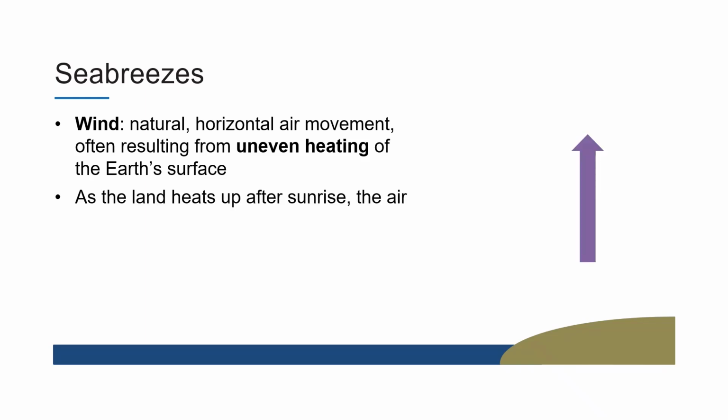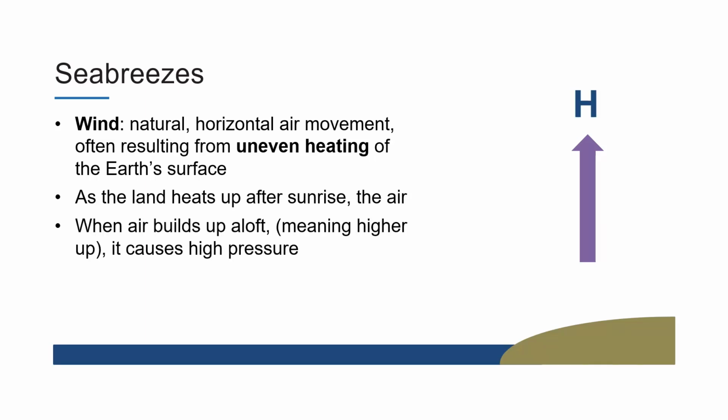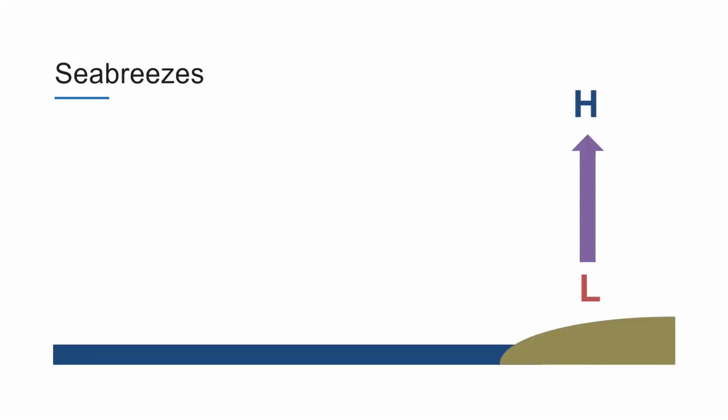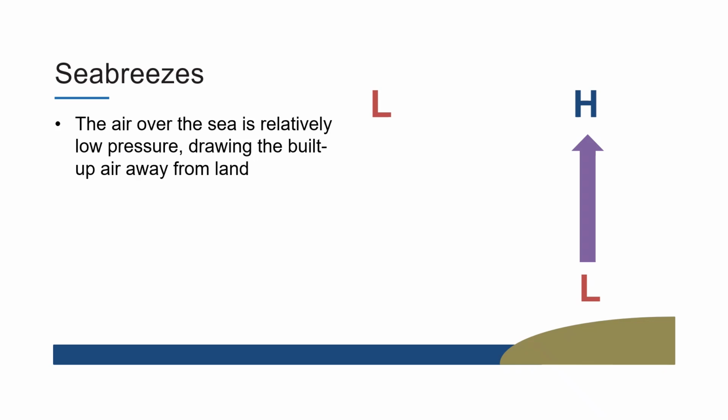This air builds up aloft, meaning higher up, and this causes high pressure because it's all squishing together up there. It also causes low pressure at the surface because air is missing down there. Compared to this high pressure zone over the land, the air over the sea is relatively low pressure. This causes air to be drawn away from land because air always wants to go away from a high pressure zone. It is basically being pushed out by the other air.